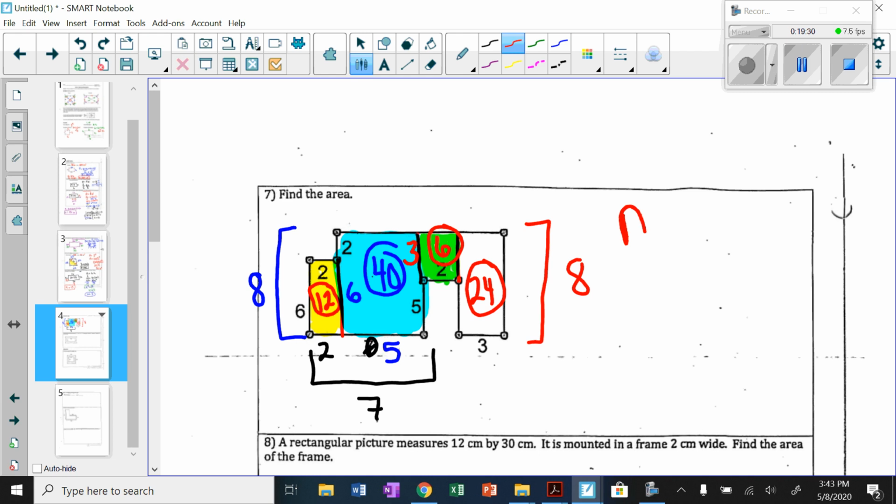So our area is going to be all of these added together, 12 plus 40 plus 6 plus 24. So our area is going to be 82 units squared.